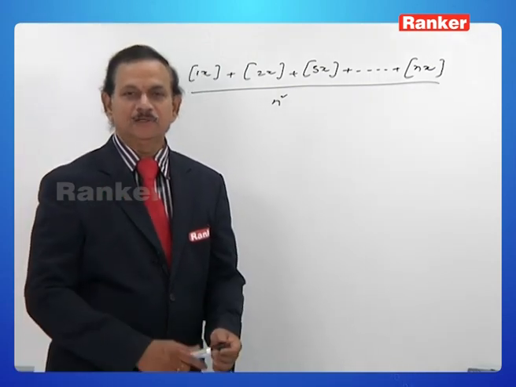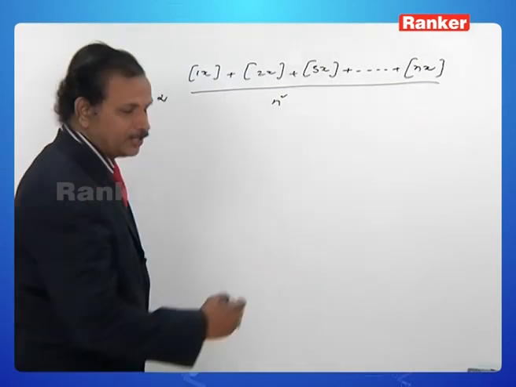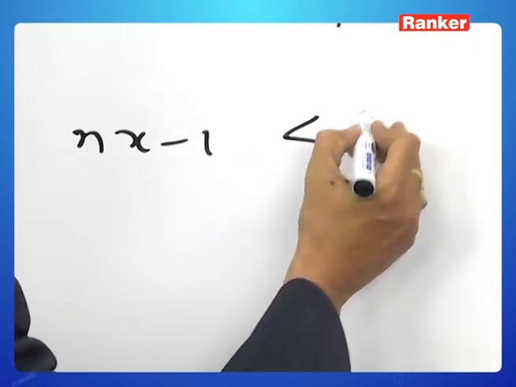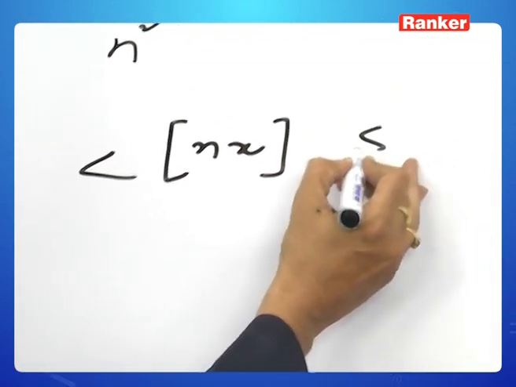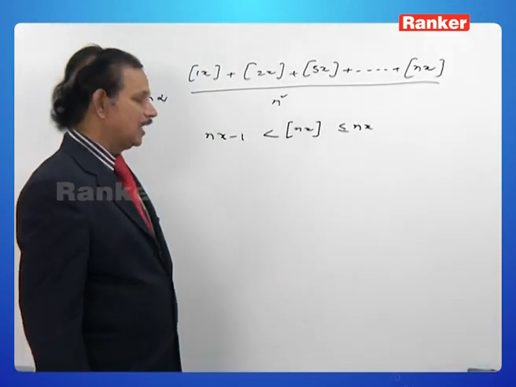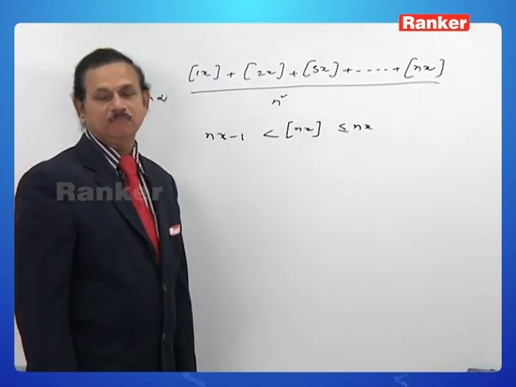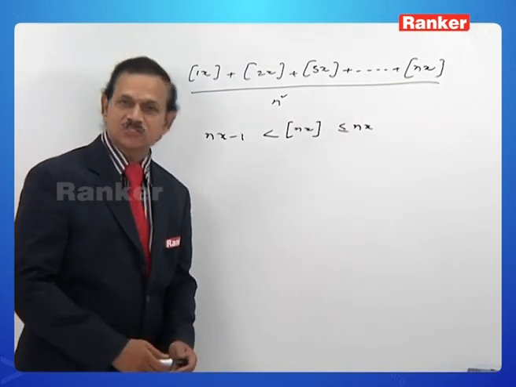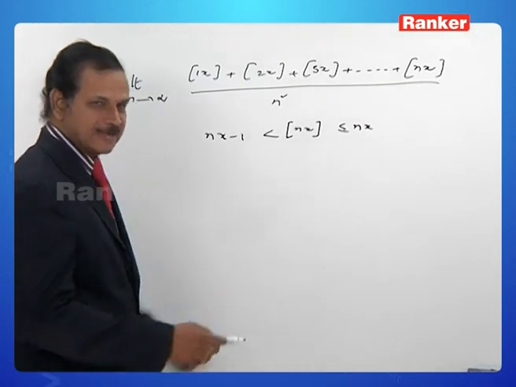Look here: by the definition of the integral part itself, we know that nx minus 1 is less than the integral part of nx, which is less than or equal to nx. By the very definition of integral part of nx, we will be able to have this step. Now, take n equal to 1, 2, 3 and so on. You observe the steps. What happens?